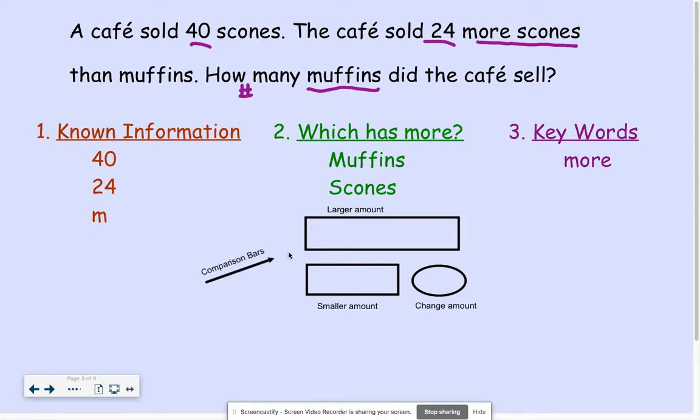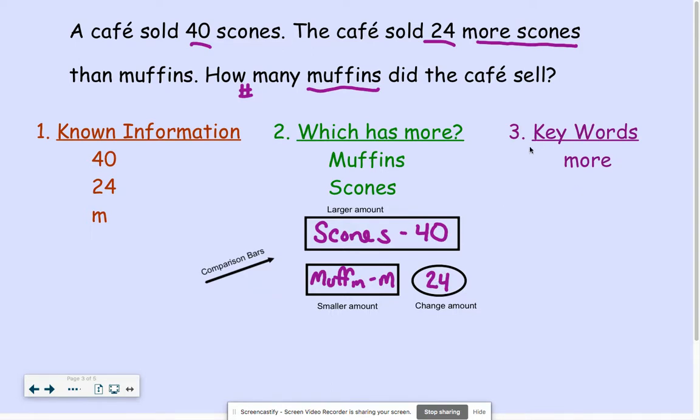This drawing right here represents comparison bars. Comparison bars are a lot like math mountains. Your total or your bigger amount, like scones, goes here. Now we know how many scones there are. There's 40 of them. Our smaller amount is muffins. We actually don't know the amount of muffins, so we're going to leave that as our variable M. And our change amount is the difference between our big and our small, and that is 24.